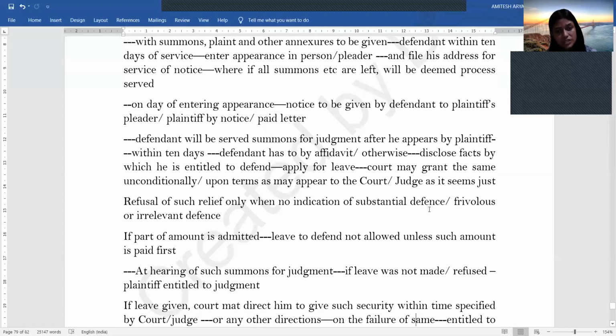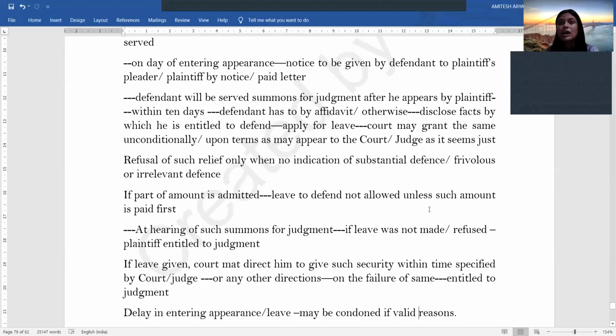And if there is a refusal of such relief, that of allowing him to defend, it will be when there is no substantial defense or just a frivolous or irrelevant defense, then the court will not allow him to defend. If there is a part of the amount that a defendant has appeared and said that I admit this particular amount, then what will happen is that first the defendant has to pay that particular amount. If he does not do so, he will not be allowed leave to defend.